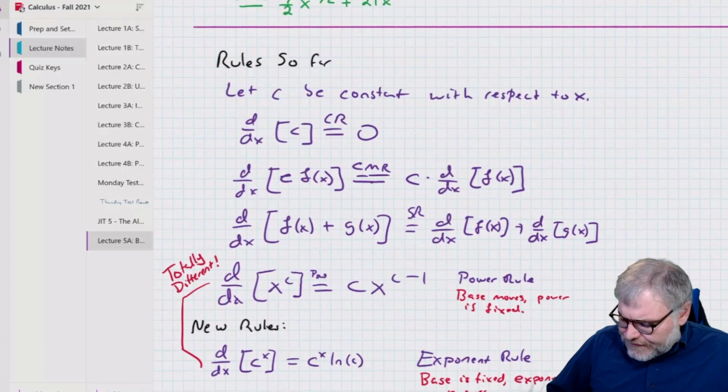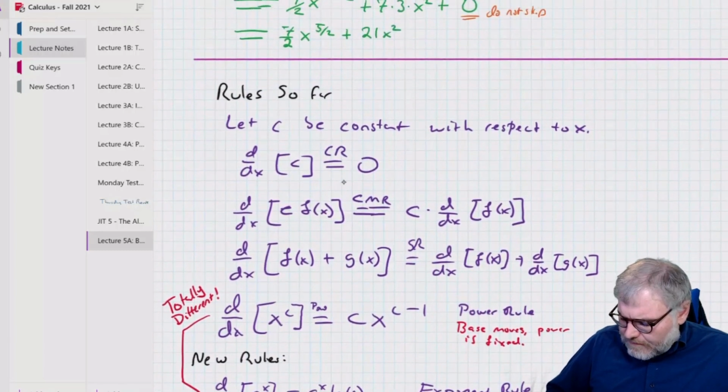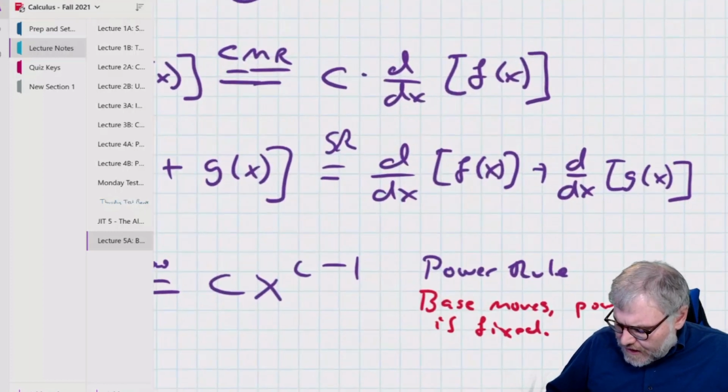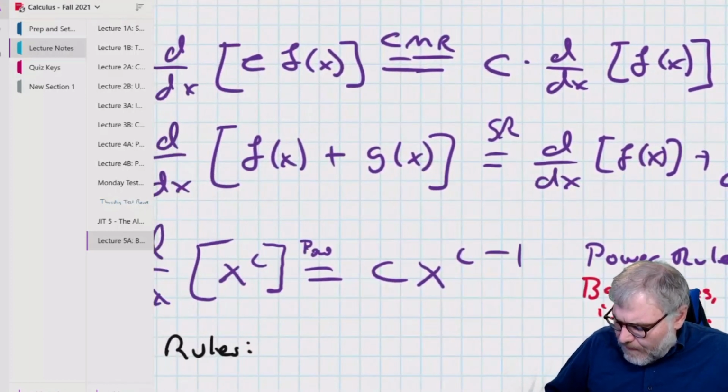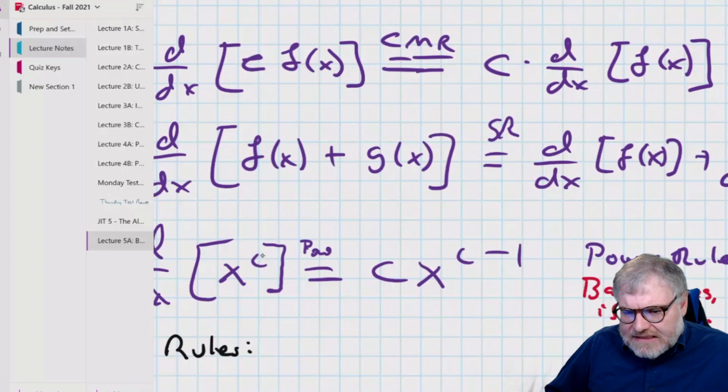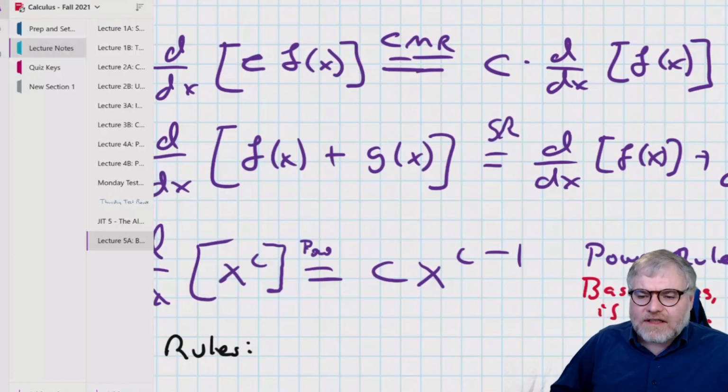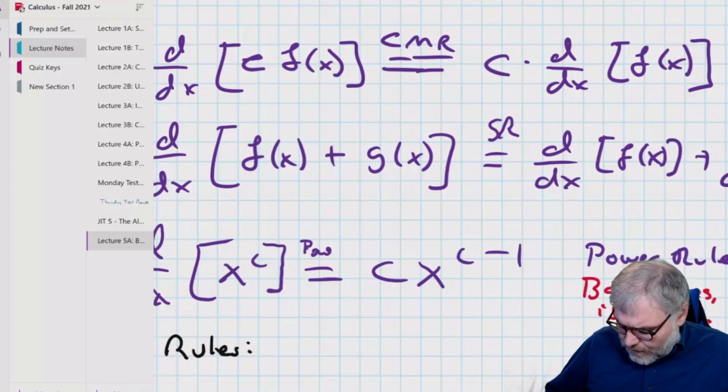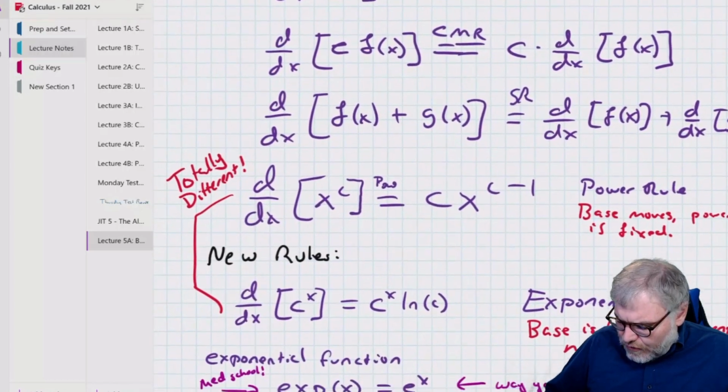Okay, so again, we have some rules so far. We have a constant rule, a constant multiple rule, a sum rule, and we have the power rule. Now, notice here in the power rule, the base is moving, and the exponent, the power, is constant. That's important. Now we're going to have a new rule.